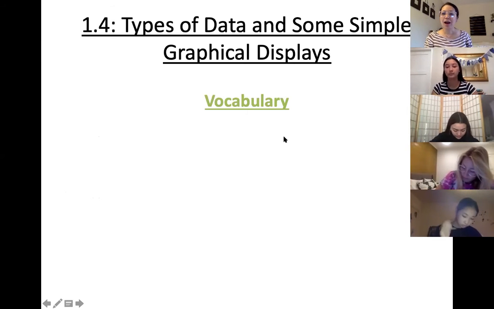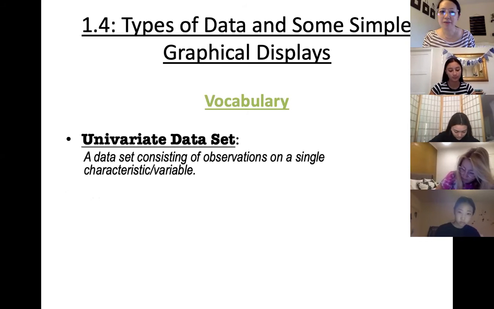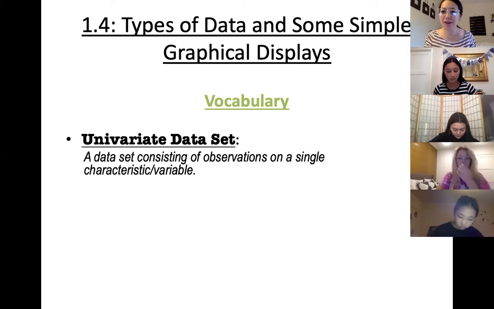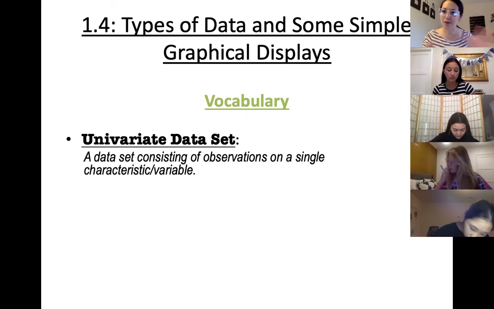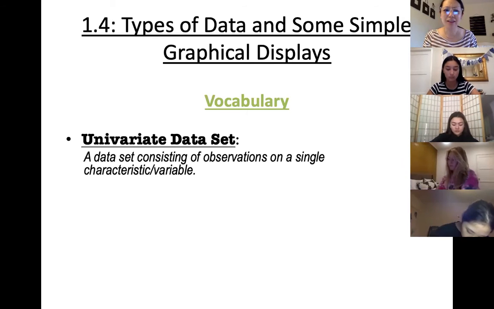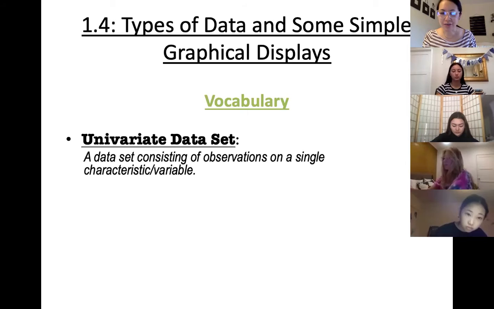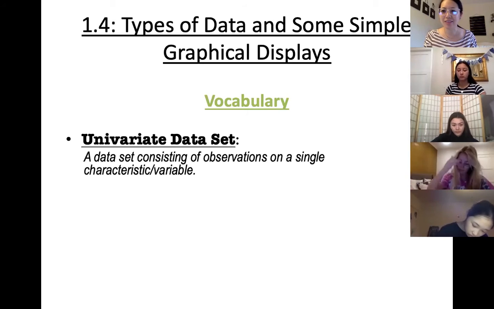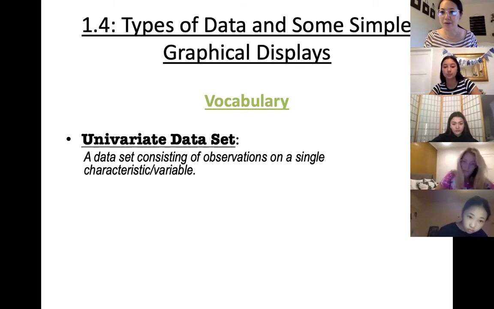Okay, so your first two vocab terms, pretty straightforward, pretty easy. The first one is called a univariate data set. If you break down that word, una or uni means one, like unicycle. Variate means variable. So it just means it's a data set that has one variable. And that's it. A data set consisting of observations on a single variable.